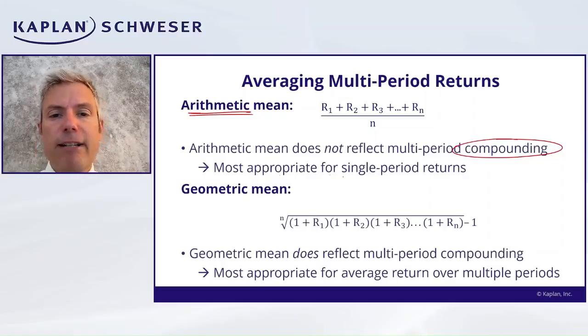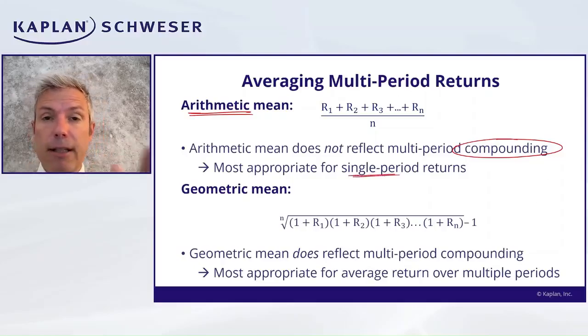That means it's only really appropriate for single period returns. You might be looking at lots of different securities and averaging the return across, say, the constituents of an index in a single period, rather than thinking about what you'd actually earn over multiple periods.